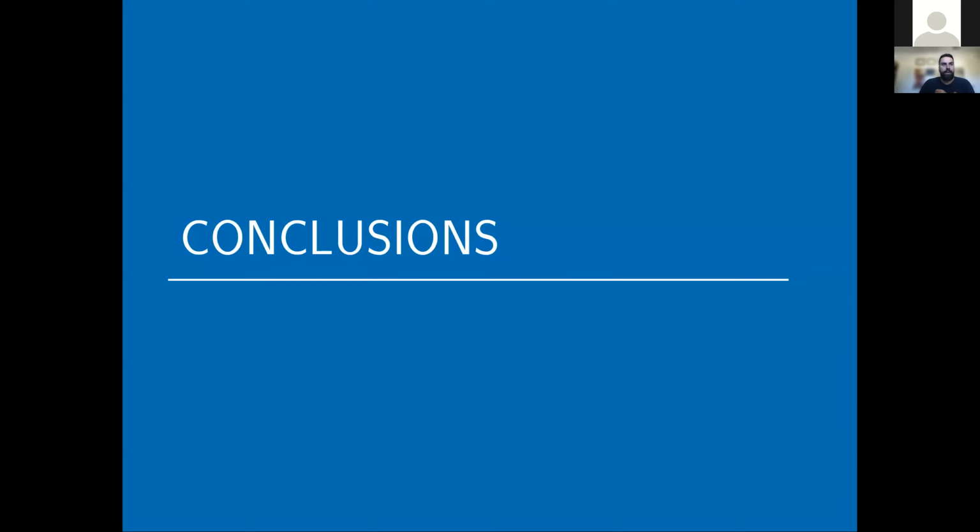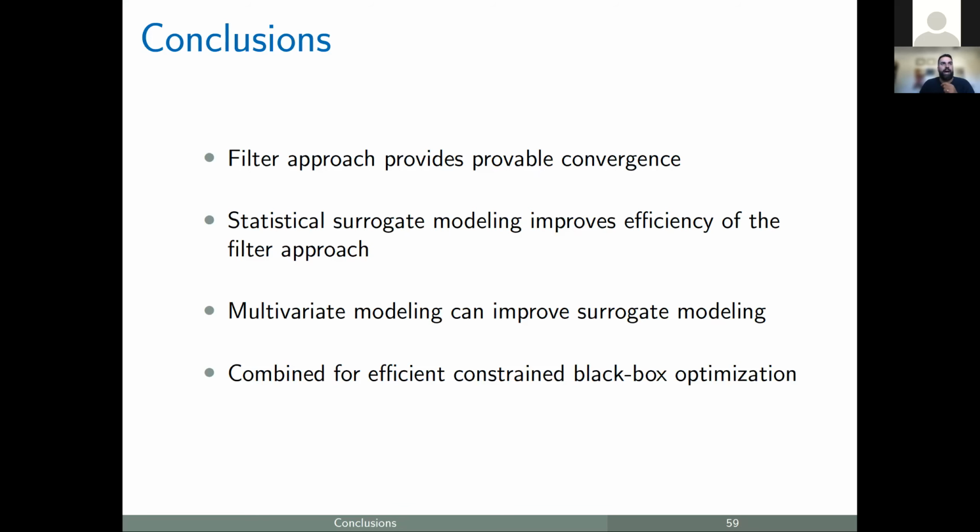And so I'm going to conclude here. There was another example in our paper. I didn't want to put it into this talk, but there's one more real world example in there that you can read more about. But basically, the conclusions were that the filter approach provides provable convergence, which is why we chose to use the filter method. And the statistical surrogate modeling improves the efficiency of the filter method.